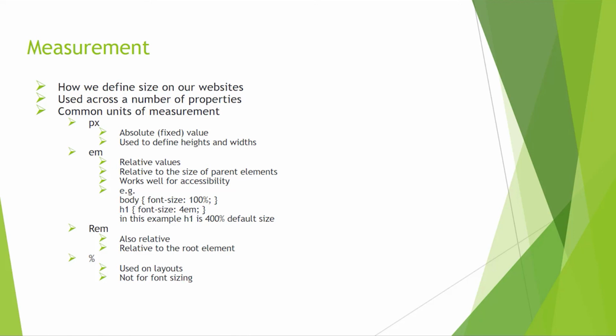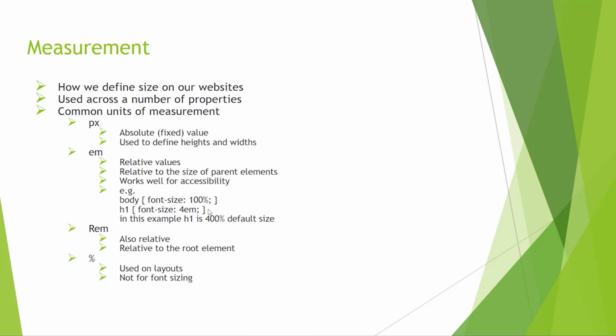The EM value is a relative value. This is done relative to the parent elements. This works very well for accessibility. So if you have, say in this example, the body font size is set to 100% of the default, which depending on the browser, it might be set anywhere from 8 if people like their font size to be small so they can see a lot, or if they have visual issues, they might have it as big as 16, 18, 20, so they might have much bigger text.